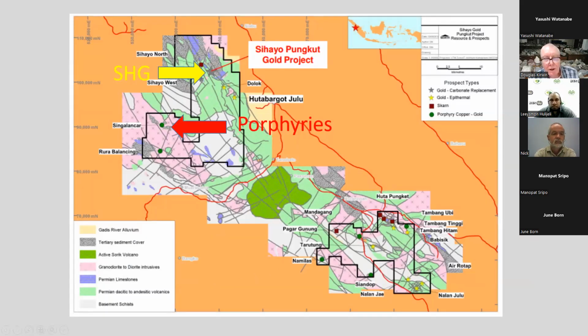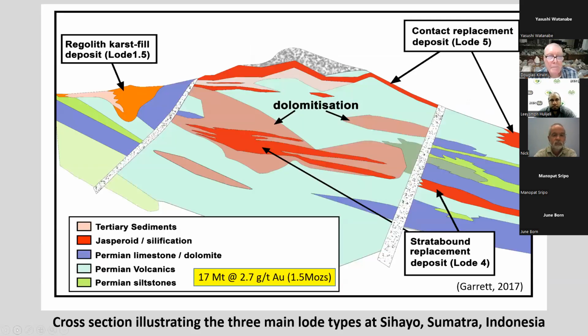Here is a regional geologic map of the Siaho Pongkut Gold Project area. The sediment-hosted gold deposits are shown up in the northern part of the license, and there are a number of known porphyry copper deposits also in the same district. So once again, there's a spatial distribution, if not genetic relationship, between the porphyries and the sediment-hosted gold deposits. There are also skarns present in this district as well.